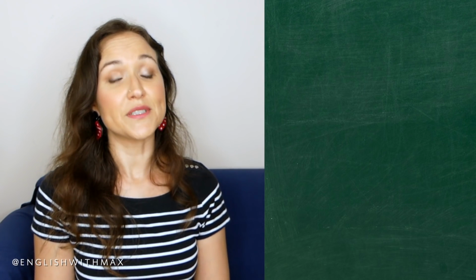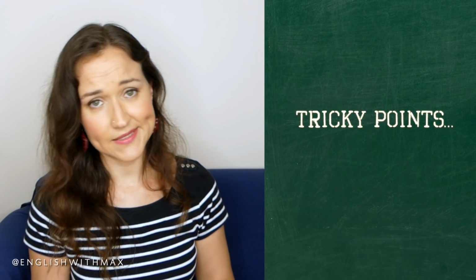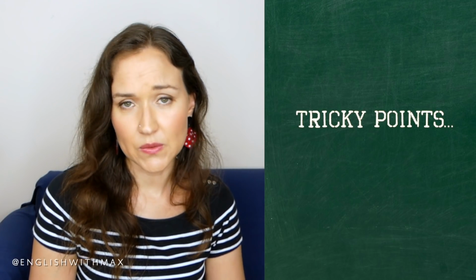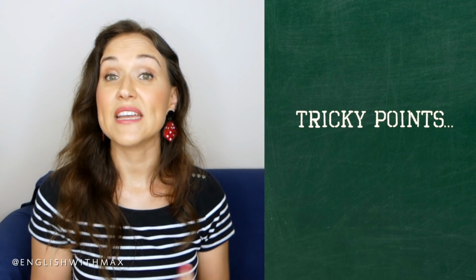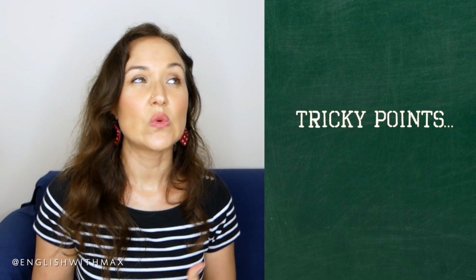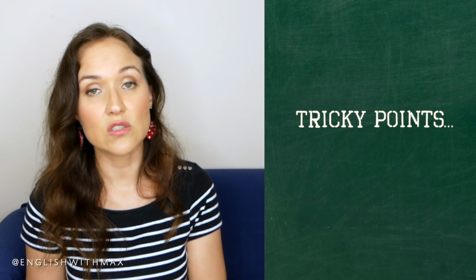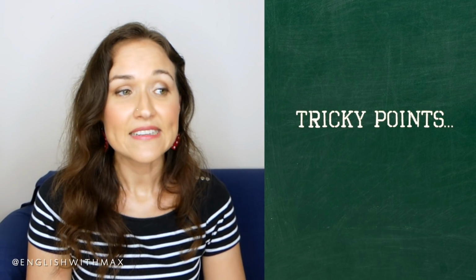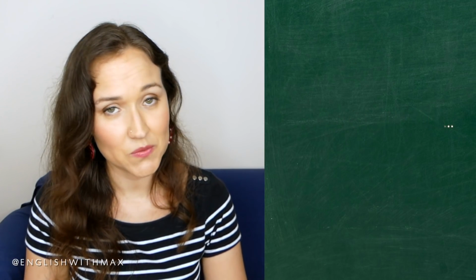And speaking of confusing, now we're going to look at some tricky points. Remember, tricky means a bit difficult. If something is tricky, normally you need to pay a bit more attention to it. So far, I've just shown you the quite simple basic rules for in, at, and on when they're used as prepositions of place. Now we're going to look at the slightly more complicated rules.